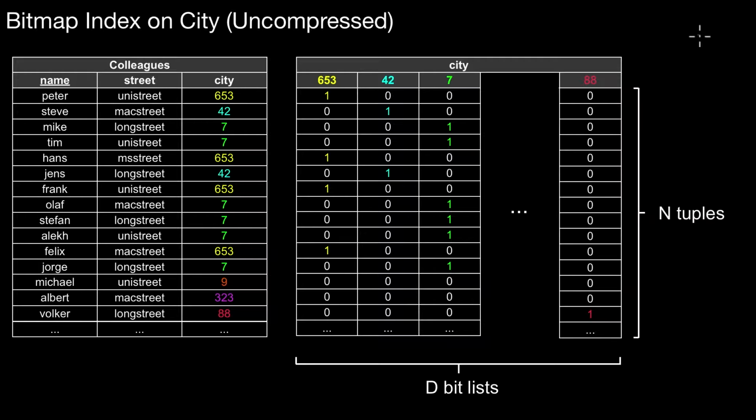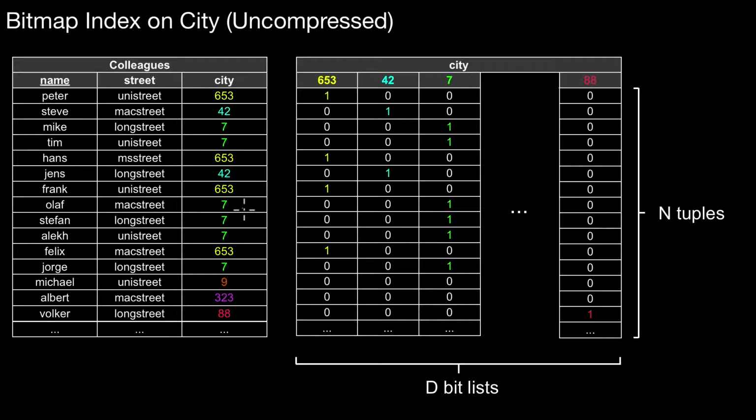In this video, I would like to explain a bitmap compression technique that is widely used in practice. There are also a number of improvements of this method, but I would like to explain the basic idea of this method. So let's go back to our initial situation where we had a relation colleagues and we have a bitmap on the city attribute. That is displayed here.